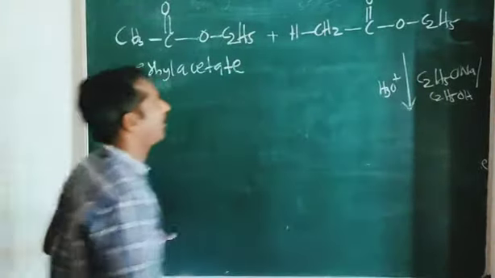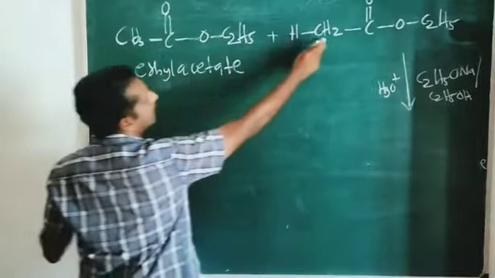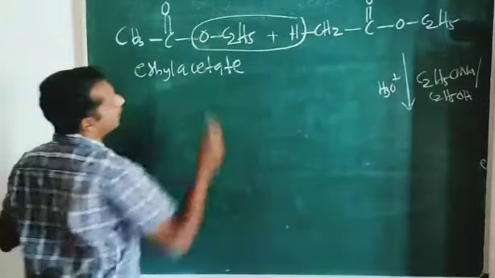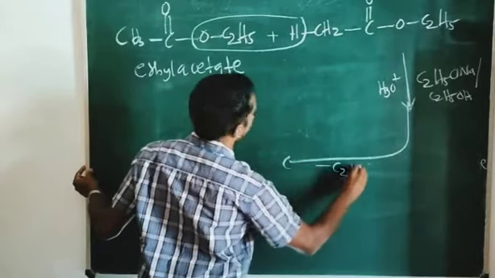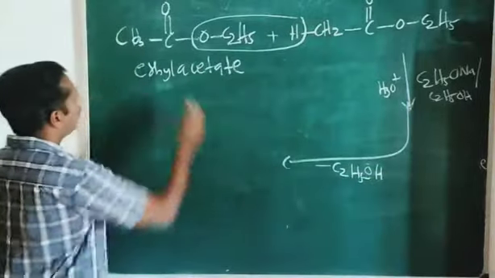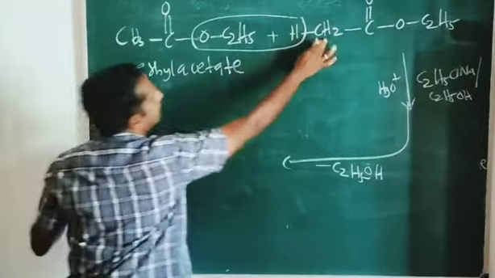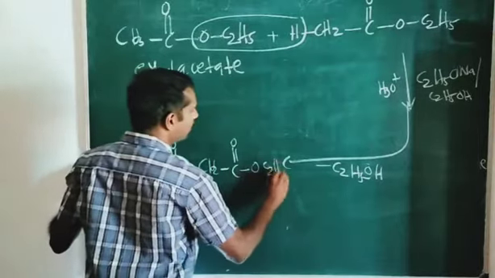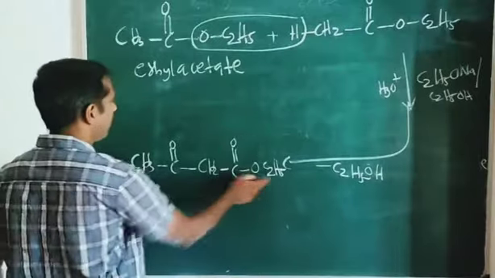What will happen? Look at it here. This is the first molecule and this is the second molecule. In the second molecule, CH3 is written as CH2H. Now look at it here, H and C2H5O. So what will be eliminated? Minus C2H5OH, ethanol. And the rest is what we get: CH3, CO, CH2, CO, OC2H5, ethyl acetoacetate. This is our active methylene compound, ethyl acetoacetate.